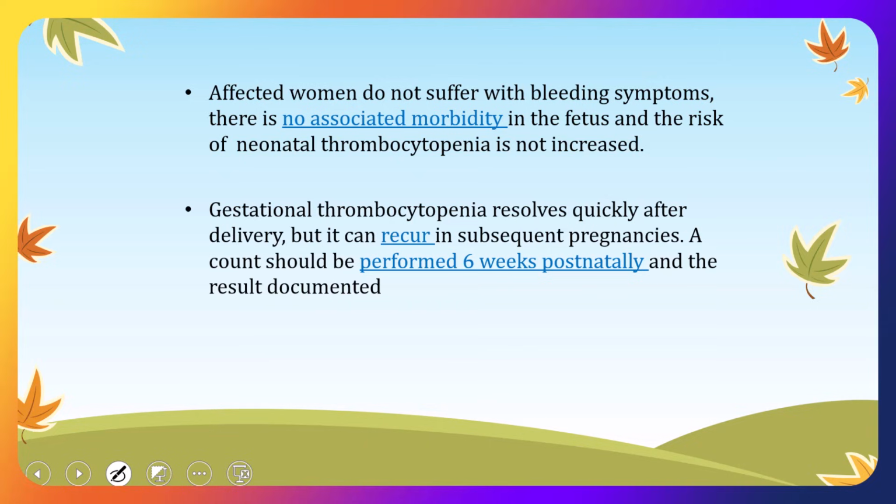Now, affected women do not suffer with bleeding symptoms. There is no associated morbidity in the fetus and the risk of neonatal thrombocytopenia is also not increased. Gestational thrombocytopenia resolves quickly after delivery, but it can recur in subsequent pregnancy and a count should be performed 6 weeks postnatally. So if you are asked how you are going to monitor the platelet count in pregnancy, that is 4 weekly till delivery. And after delivery, when you are going to repeat a platelet count, the answer would be 6 weeks postnatally. Okay, and the results are documented.